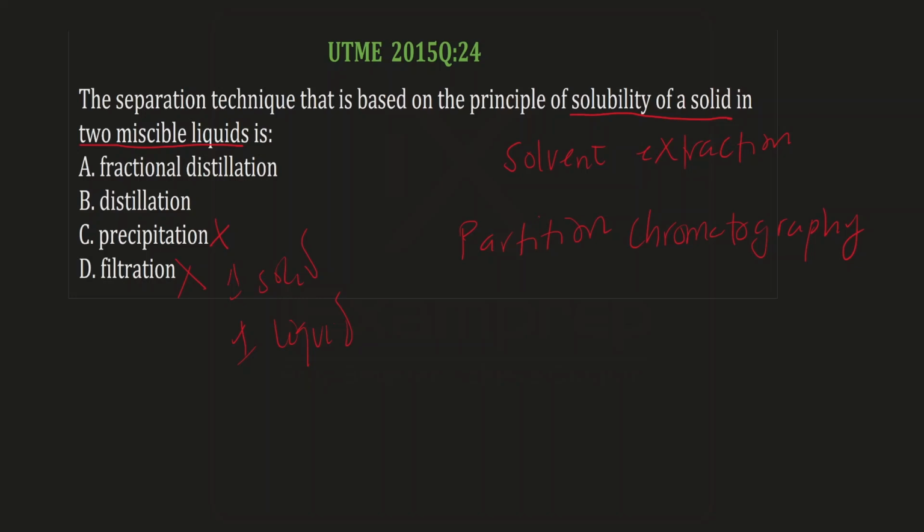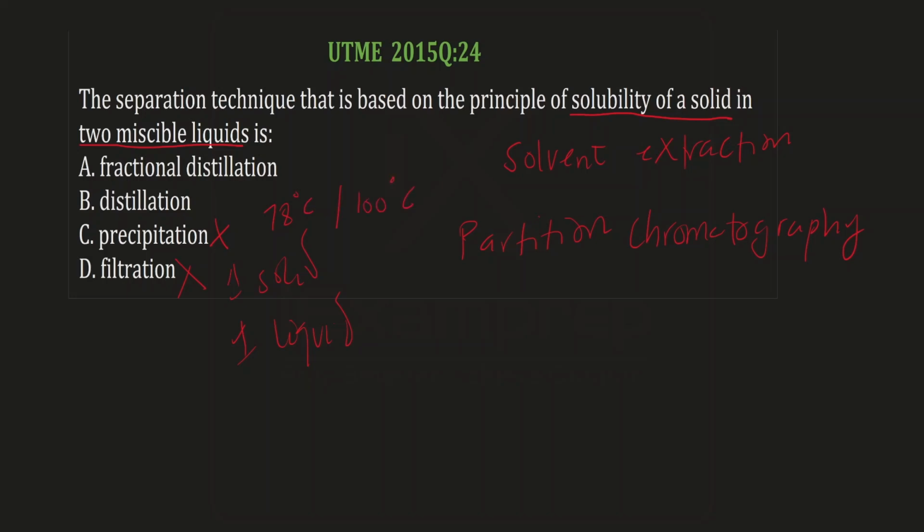Now distillation. Distillation is the same thing as simple distillation. What do we use simple distillation to do? We use simple distillation to separate two miscible liquids that have different boiling points. Take for example, ethanol and water. The boiling point of ethanol is 78 degrees Celsius, thereabout. The boiling point of water is about 100 degrees Celsius, and they are both miscible.